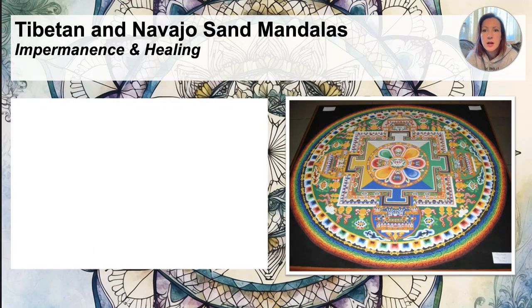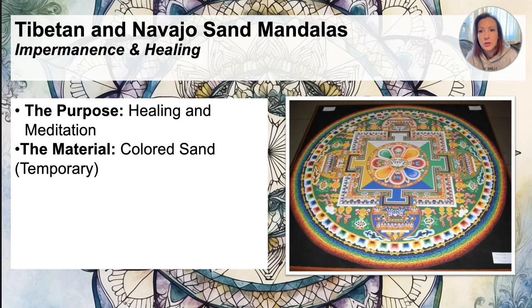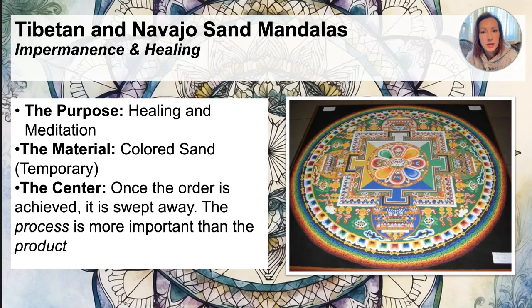So the Tibetan and Navajo sand mandalas. These are two different cultures, so we're going to look at each. They're about impermanence and healing. So the purpose for both of these has to do with meditation, healing, and the impermanence of things. The material in sand mandalas from the Tibetan culture is colored sand. And then once the order is achieved, it's swept away. So the process is more important than the product in both of these.